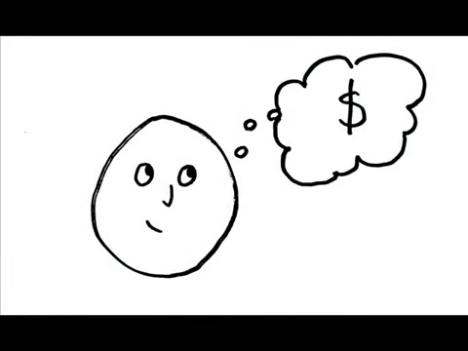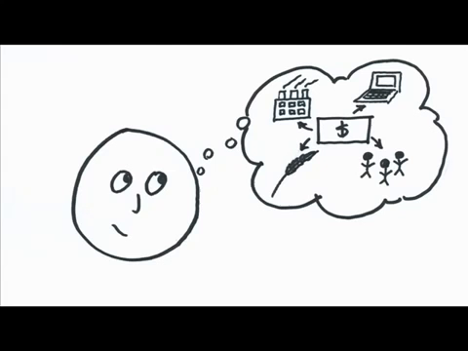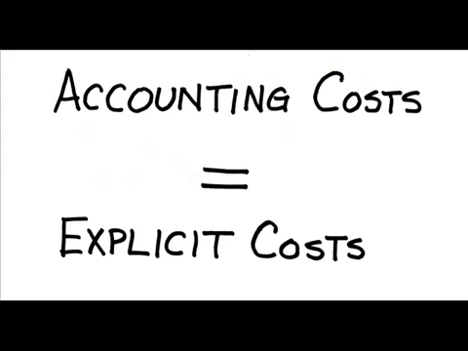Sometimes people need to readjust their thinking as to what costs mean in economic analysis. From an accounting standpoint, costs refer to direct or out-of-pocket or explicit costs. What do I, the business owner, pay for the resources that I use to produce my product? Accounting costs are explicit costs.